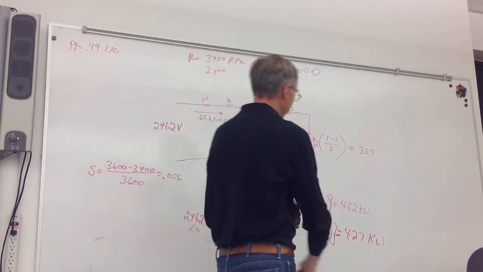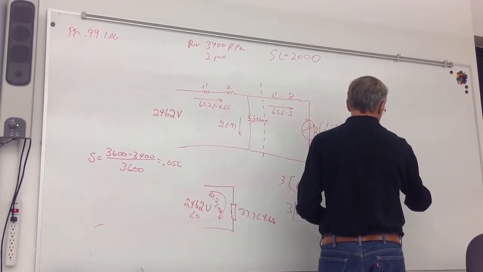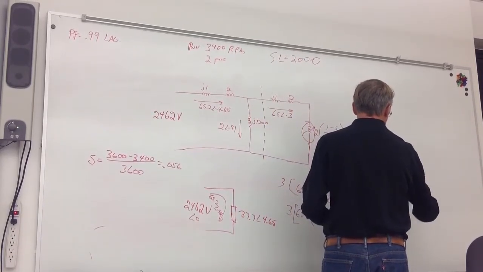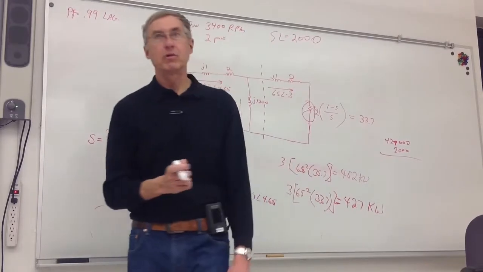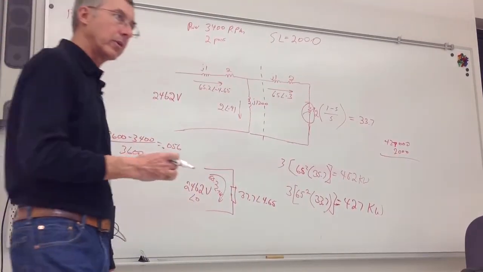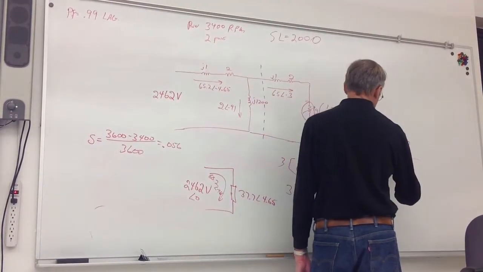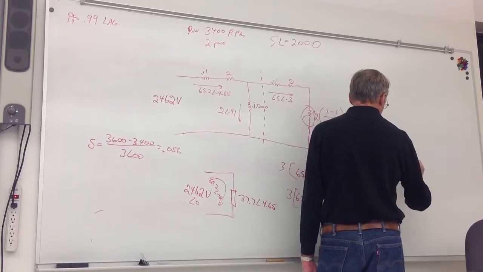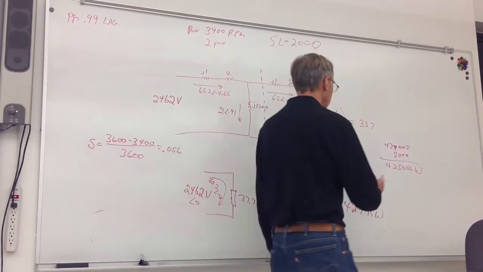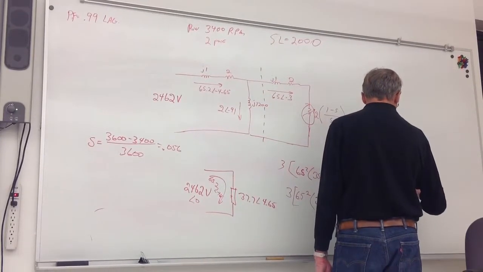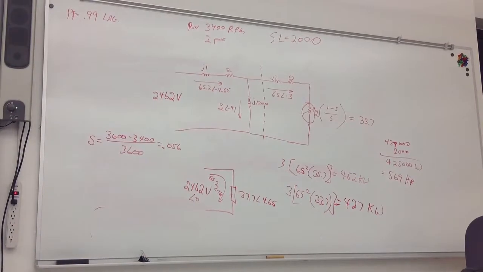So if I want the power that's getting into my load, I'm going to take 427,000 and subtract my stray losses, which are 2,000. So what do I get for the brake output power for this motor? 425, and how many horsepower is that? 569 horsepower. So that's what this machine is putting out to the load with this slip.